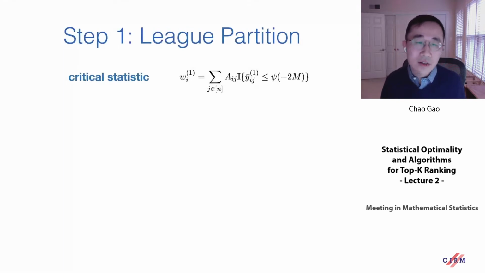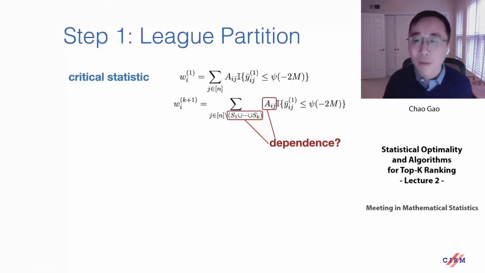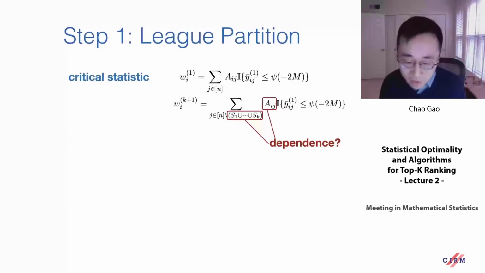However, what is really difficult is the analysis of the w_i's in the next step, right? For example, at the (k+1)-th step, you have w_i with superscript k+1. It counts the number of players that can dominate player i in the remaining set of players, right? You have removed the previous leagues S1 to Sk. Now you have a potential dependence between a_ij and the previous leagues S1 to Sk. How do you tackle this dependence? You cannot really argue that this is a binomial random variable.